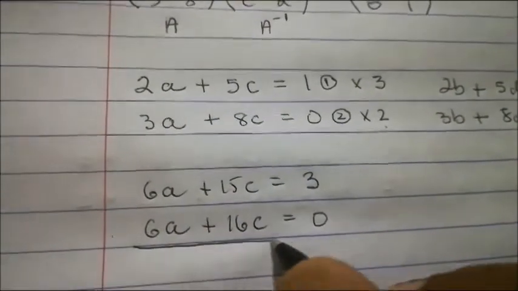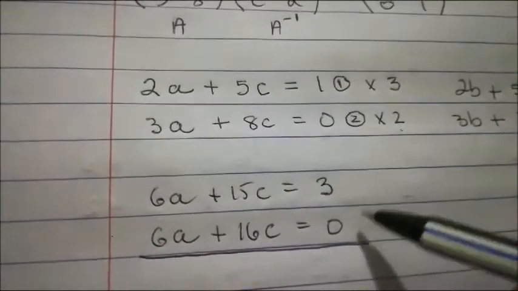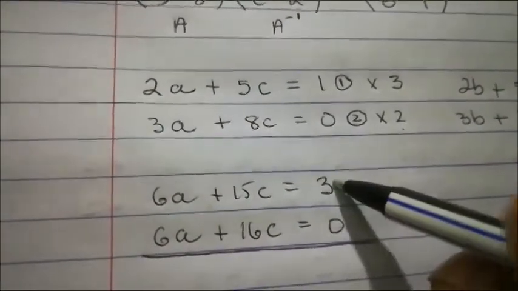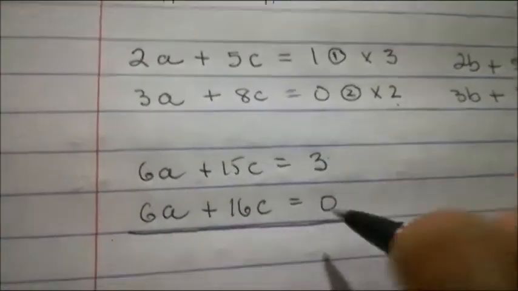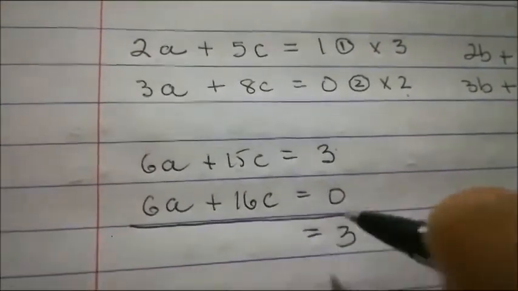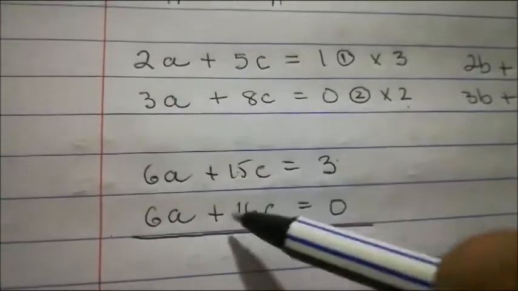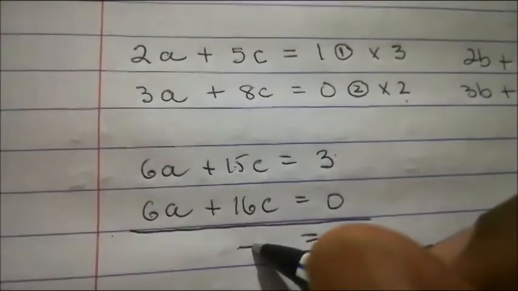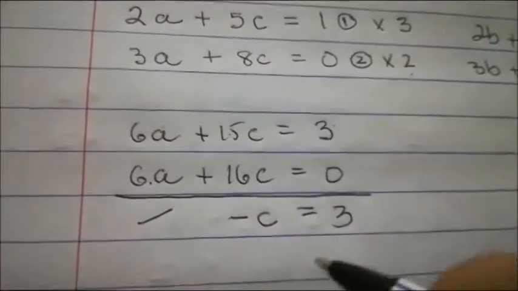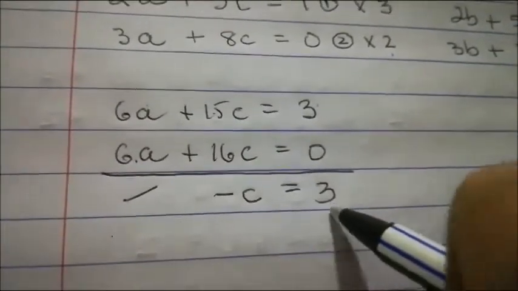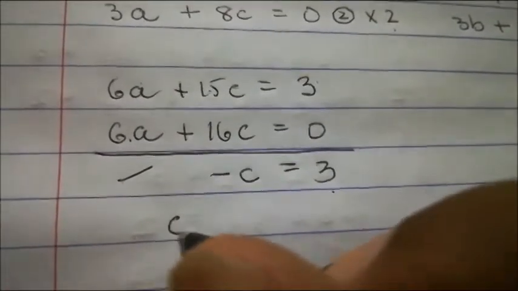So from here now we can subtract the bottom from the top to eliminate this, right? So 0 from 3 is 3. 15C minus 16C, that's going to equal minus C. And this from this is really 0. So if minus C is equal to 3, then C is equal to minus 3. So we'd have gotten our first value for C.